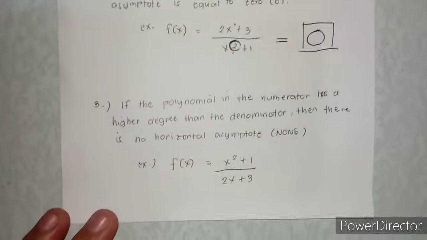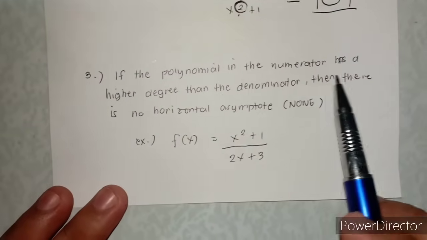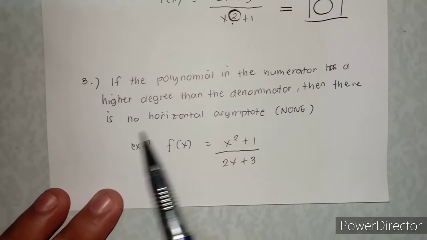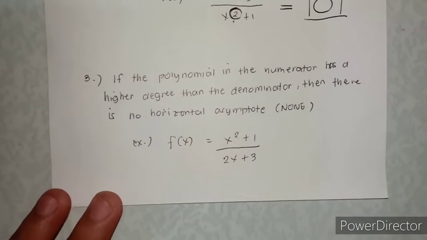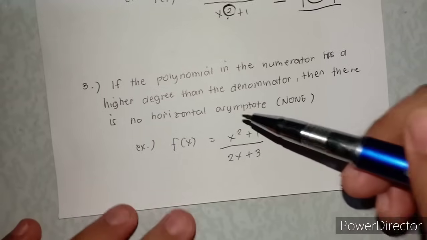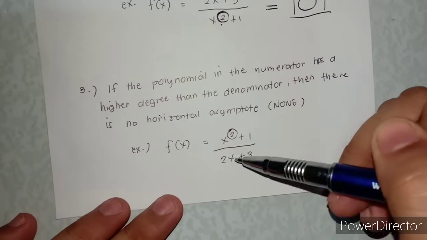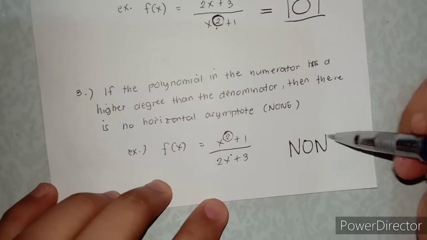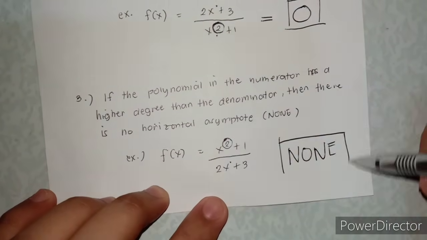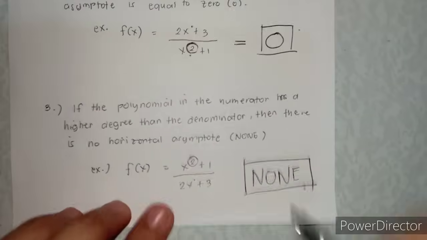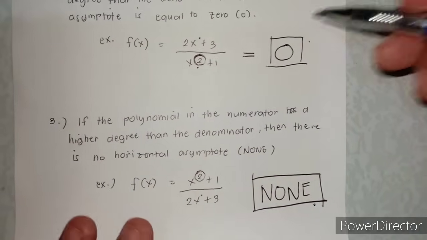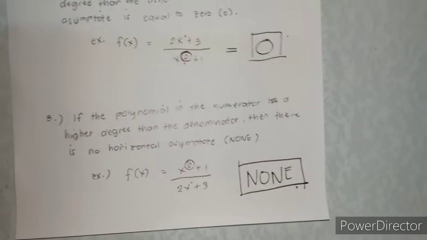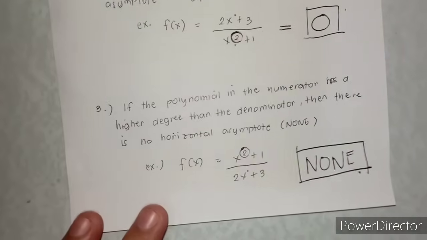And last but not the least, if the polynomial in the numerator has a higher degree than the denominator, then there is no horizontal asymptote. None. Kapag mas mataas naman yung exponent ni numerator kesa kay denominator, ang sagot ay none. Take note mga anak, magkaiba po ang 0 at none. Kapag 0, meron pa rin yan kasi 0 nga. Kapag none at all, wala talaga. Does not exist.